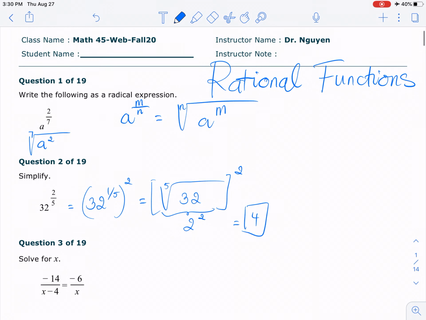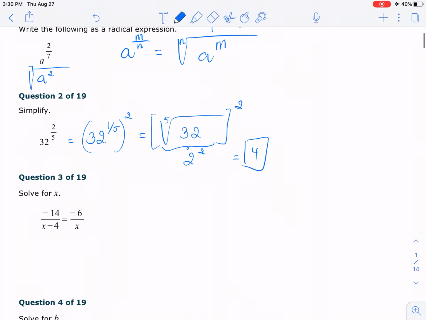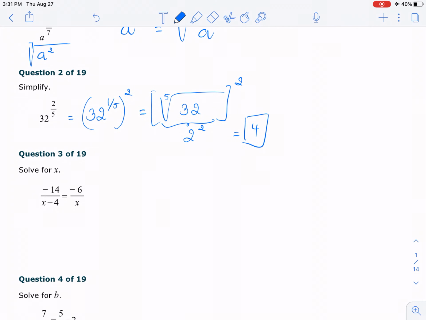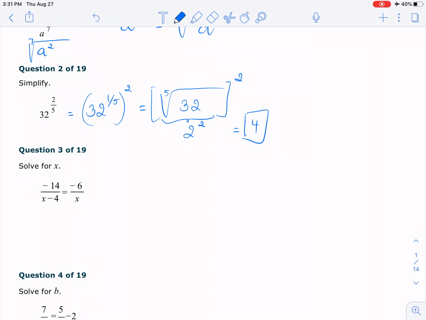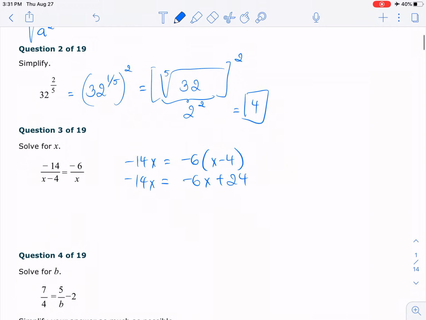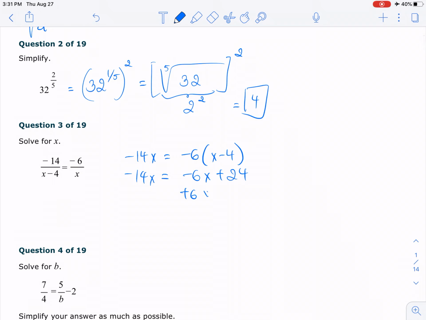All right, now we get into rational equations. We learned about rational functions, so let's take care of rational equations. You can see right here we have two fractions. When you have two fractions and they're equal, we have a proportion, so you just simply cross multiply. When I cross multiply, I end up with negative 14 times x, and negative 6 times x minus 4. And then from there, you simplify it. You can see that this is back to a linear equation, so I want to proceed as a linear equation.